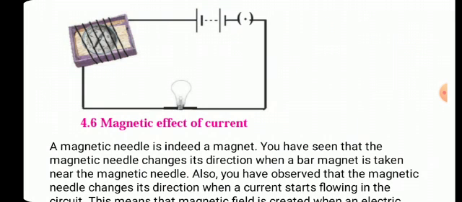Why is it so? When the electric current flows through the wire, magnetic field is generated, and this induced magnetism will change the direction of magnetic needle. So when electric current passes through an electric circuit, magnetic field is produced around the conducting wire, and this has been observed by scientist Hans Christian Ørsted.